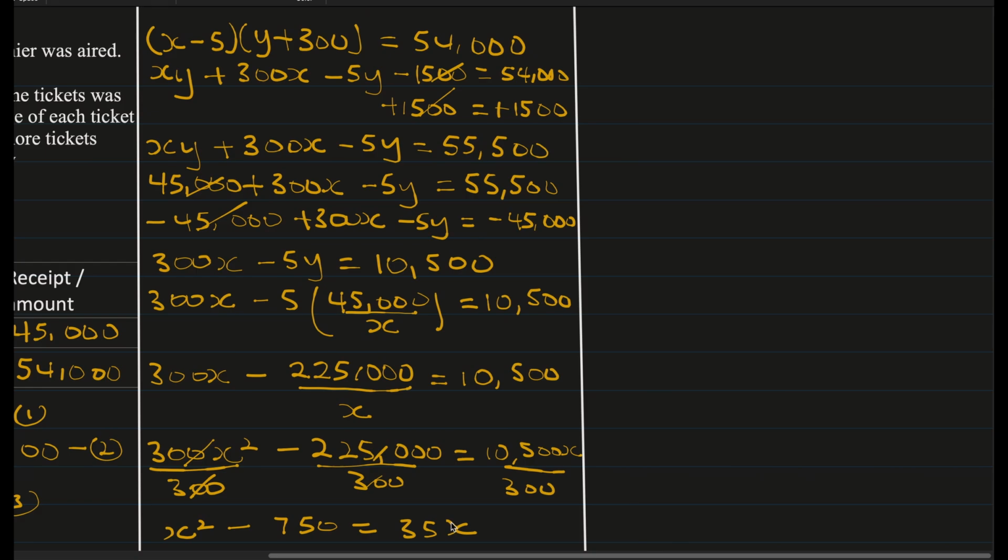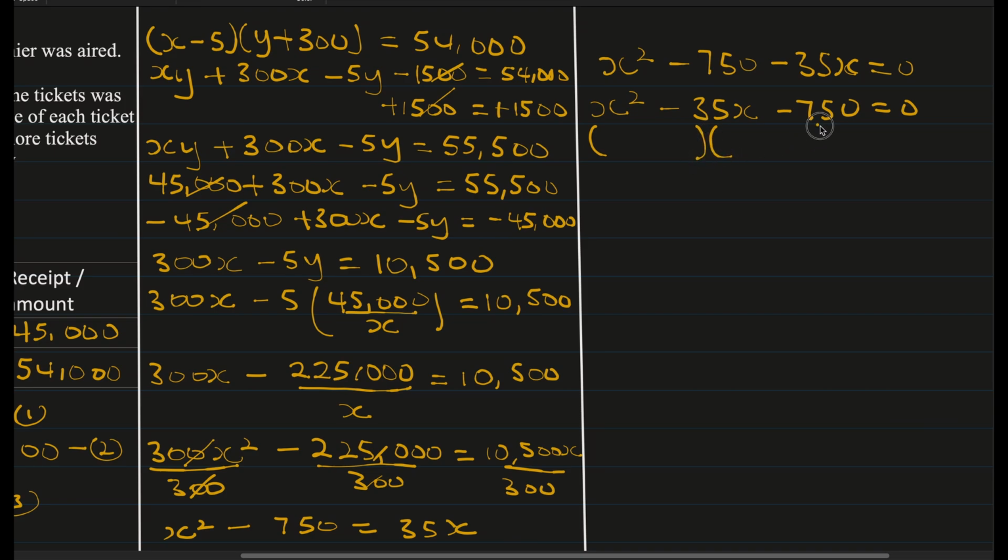All right, let's continue. So let's bring 35X to the left hand side. So we have X squared minus 750 minus 35X is equal to 0. So rearranging it, we have X squared minus 35X minus 750 is equal to 0. All right. Now, what are the factors? So let's find the factors. So we have X minus 50 and then X plus 15 is equal to 0.